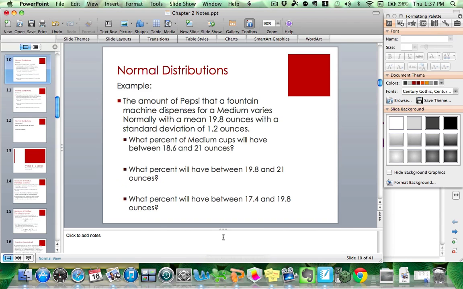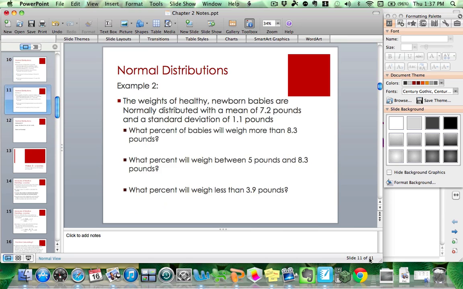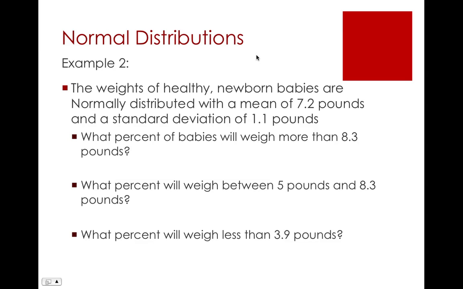Let's take a look at another example, and this time I want you to do this. The weights of healthy newborn babies are normally distributed with a mean of 7.2 pounds and a standard deviation of 1.1 pounds. And then I want to know what percent of babies will weigh more than 8.3 pounds, between 5 and 8.3 pounds, and less than 3.9 pounds. These questions are harder than the ones I just did with you.